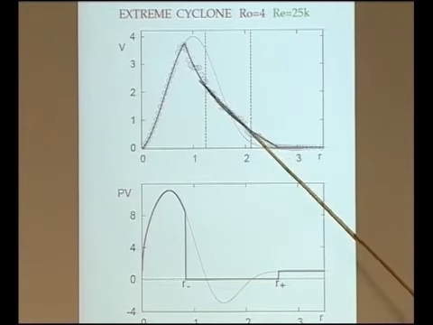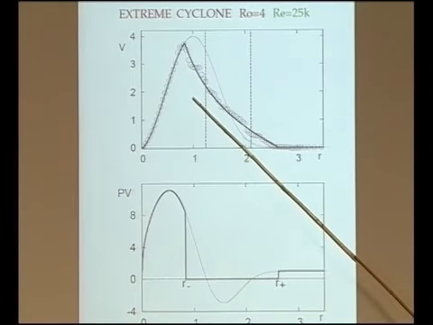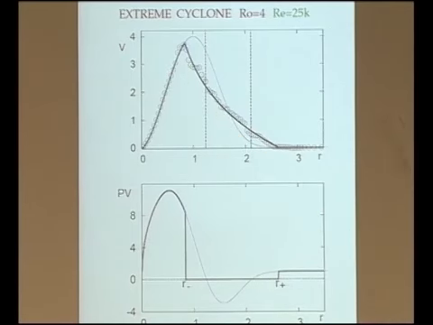Here's a Rossby number 4 cyclone. And in this case, the initial profile and the final profiles are rather different. The solid line is the prediction from the simple prescription, the simple construction, and the circles come from an axisymmetric numerical simulation.